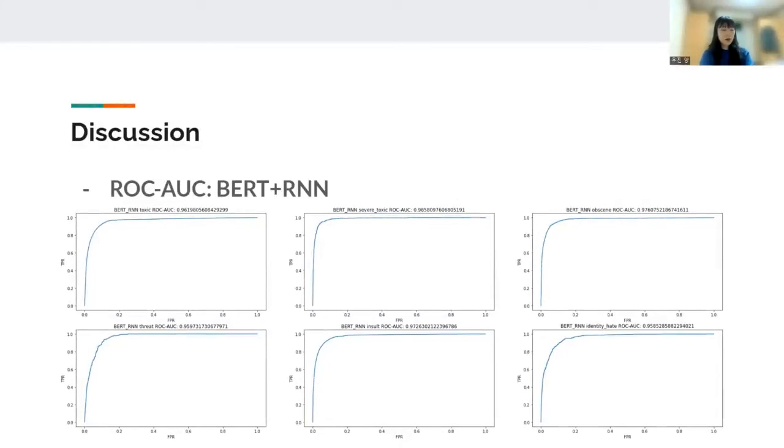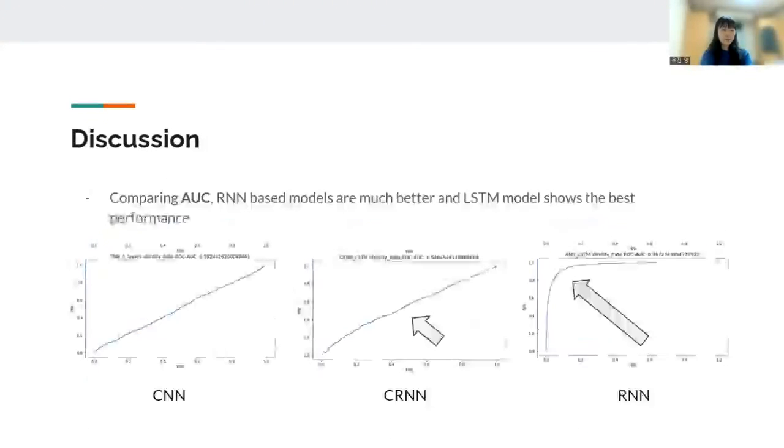The results of BERT and RNN were reasonable, so we reconnected these 2 layers. The result was still high. Sum of categories becomes higher. Comparing the curves of the models, RNN models are much better than the others, and the LSTM model shows the best performance.